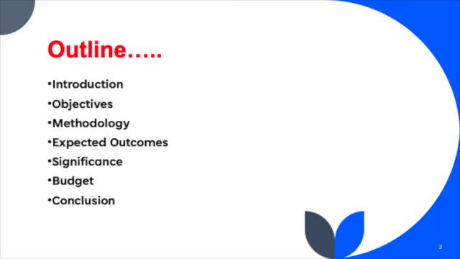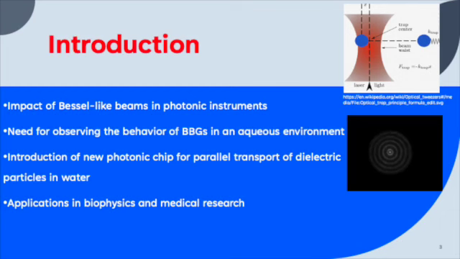So the outline is divided into 7 parts: introduction, which introduces the topic; objectives, which are the main goals of the research; methodology; expected outcomes; significance and applications, along with budget; and finally the conclusion. Let's go through the introduction of my research proposal.